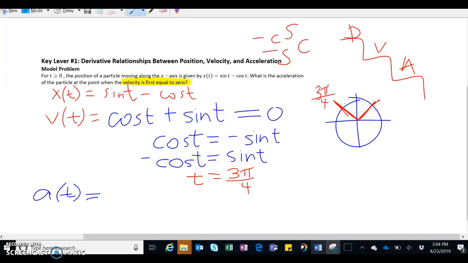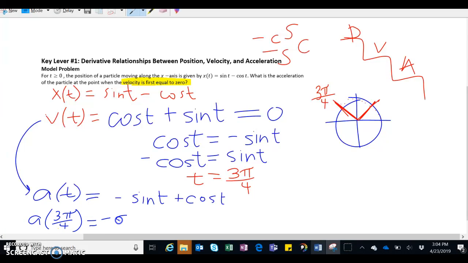So acceleration is the derivative of velocity. I'll take the derivative of that velocity function I had up above. Cosine's derivative is negative sine, and sine's derivative is cosine. So now I'm looking at a function of negative sine of t plus cosine of t. I'll evaluate that at 3 pi over 4 in order to close out on this problem. So that's negative sine of 3 pi over 4 plus cosine of 3 pi over 4.